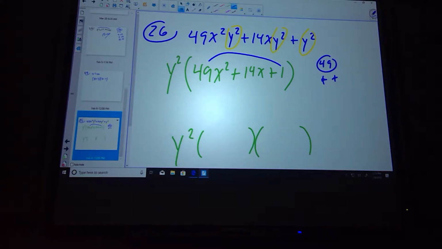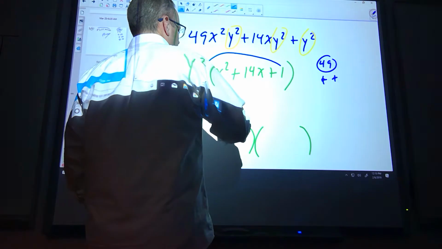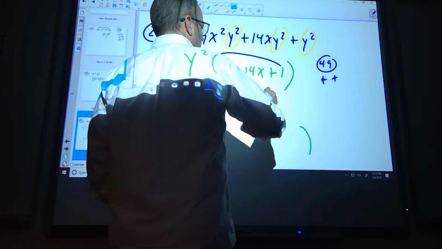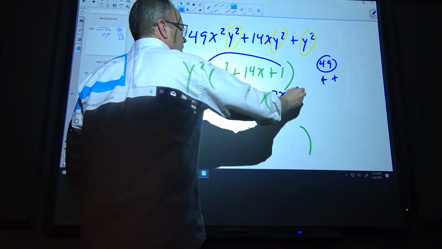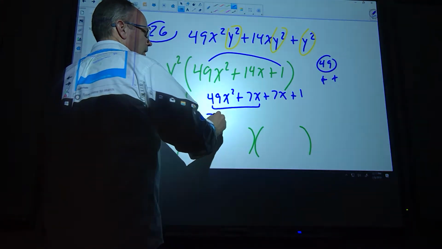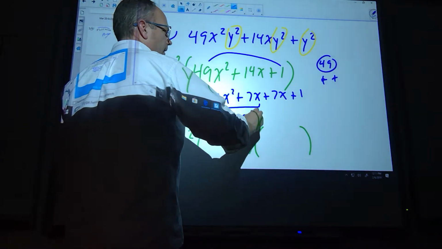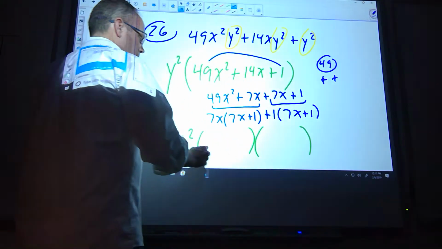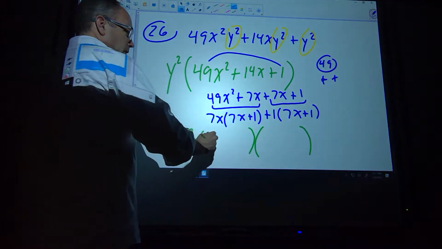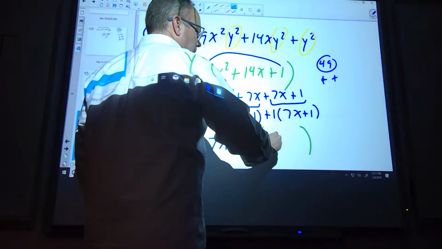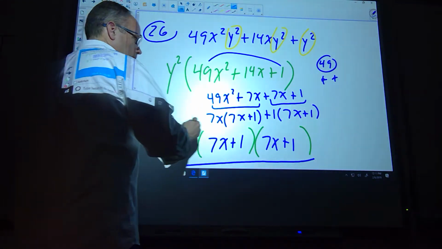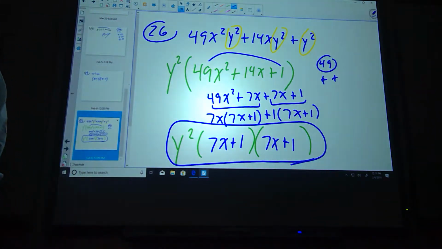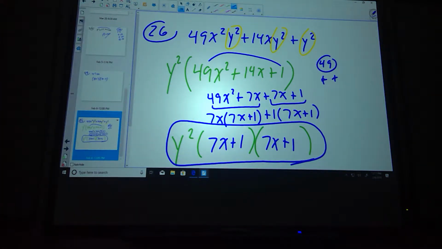So I'm going to get 49x squared plus 7x plus 7x plus 1. Factor what I have, so 7x comes out, 7x plus 1. And I can only factor a 1 out of that. So I'm going to get the y squared, that was my GCF originally, and then 7x plus 1, and 7x plus 1. Hey, but they're both the same. That's called a perfect square trinomial, if you're worried about that at all.